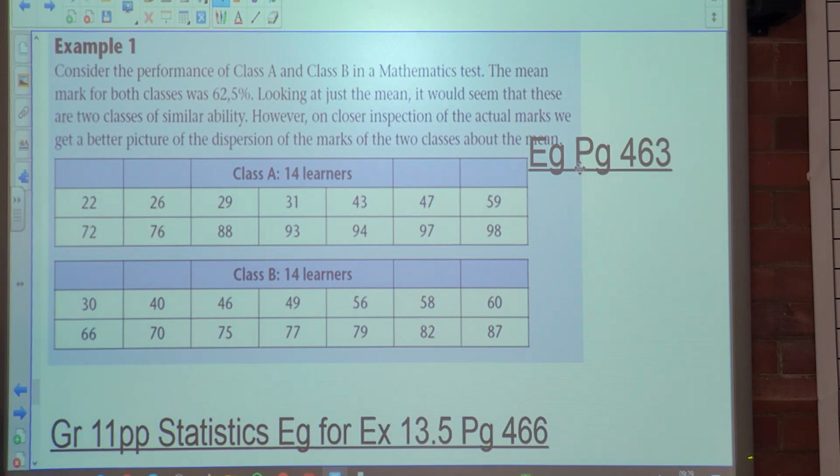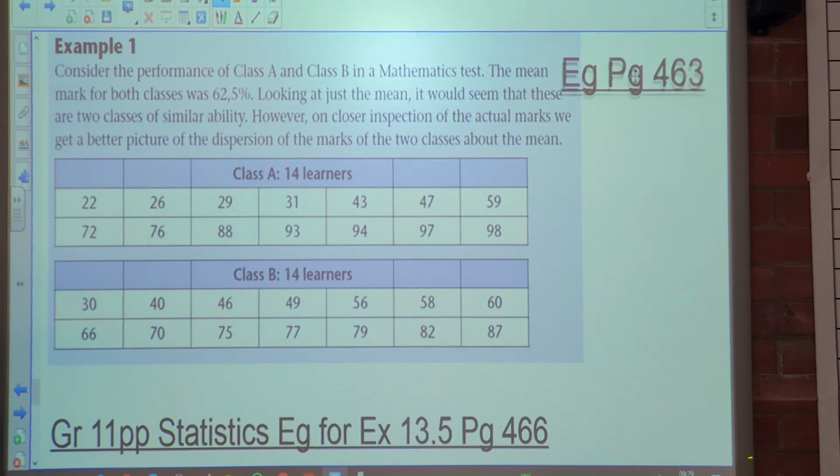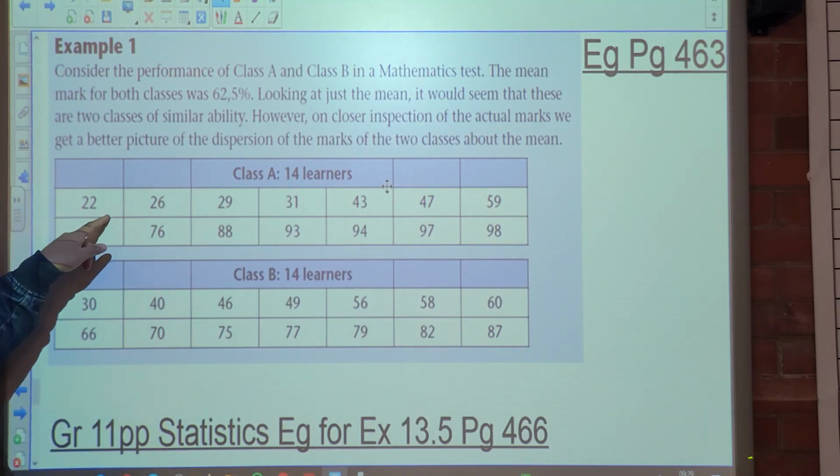So consider the performance of class A and class B in a mathematics test. The mean mark for both classes was 62,5. Looking at just the mean, it would seem that these two classes are of similar ability, which means to say they are performing about the same. However, on closer inspection of the actual marks, we get a better picture of the dispersion of the marks of the two classes about the mean.